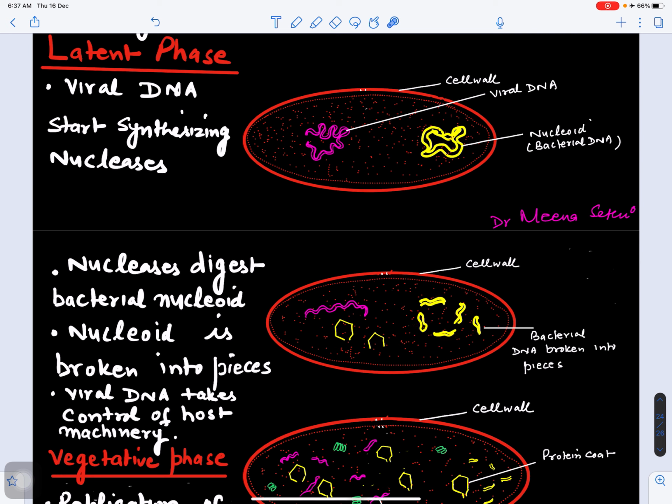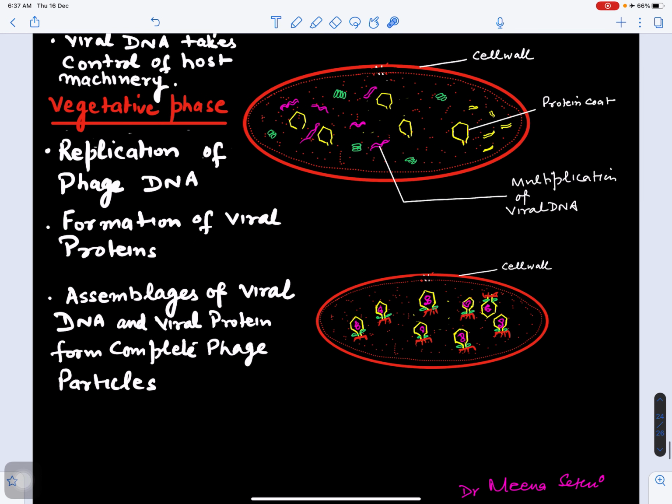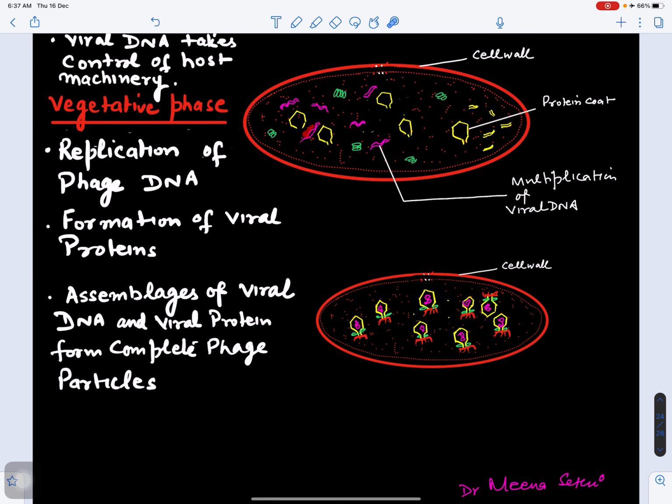Now meanwhile, what will happen? The viral DNA will start forming viral DNA and viral protein particles, because viral DNA takes control of the host machinery. So bacteria will not form anything for itself. It will act as a slave, and will start forming viral DNA and viral protein particles, and this is called the vegetative phase. So replication of viral DNA will also take place.